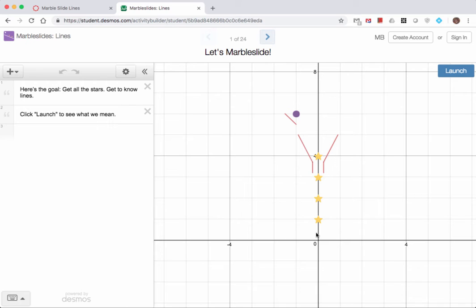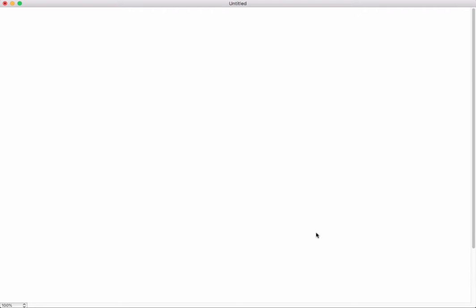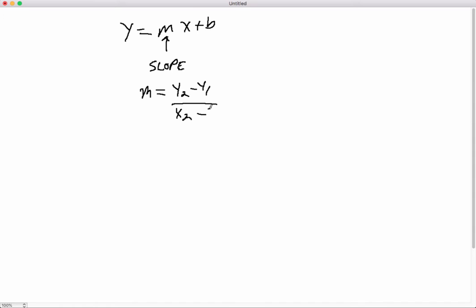One of our main goals in this activity is to work with our pal, y equals mx plus b, okay? Recall that m is your pal, the slope, and there are many ways of getting the slope. One way is using the slope formula. The slope formula is y2 minus y1 over x2 minus x1. In other words, you can pick two ordered pairs and calculate the slope that way.